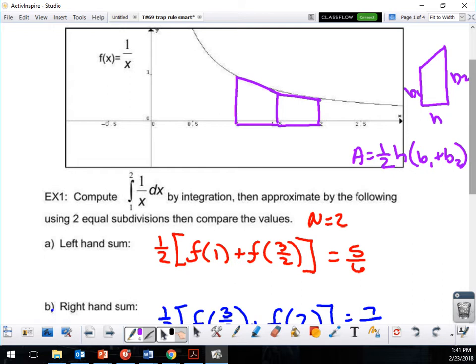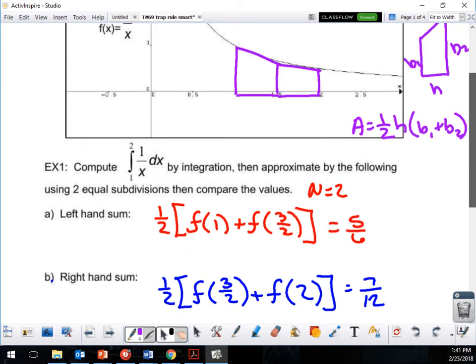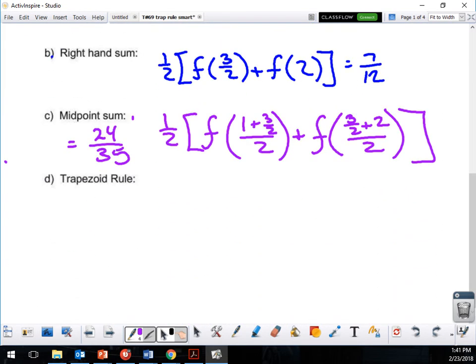Now I'm going to plug in my information that I have for here. So it's 1/2 h. My h value is what? It would be 1/2, right? So that's my 1/2, because that's what I found earlier. That was my b minus a divided by n, right?